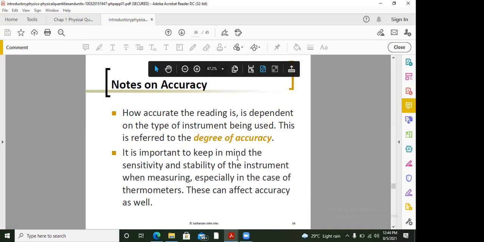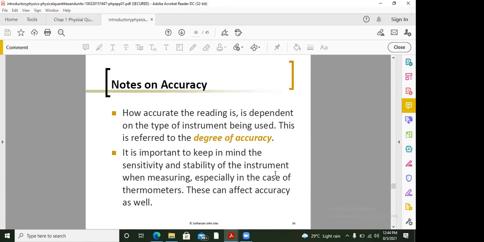It is important to keep in mind the sensitivity and stability of the instrument when measuring. In the case of a thermometer, this can affect accuracy as well. So if you are measuring any quantity, you have to keep in mind which type of instrument you have to select.